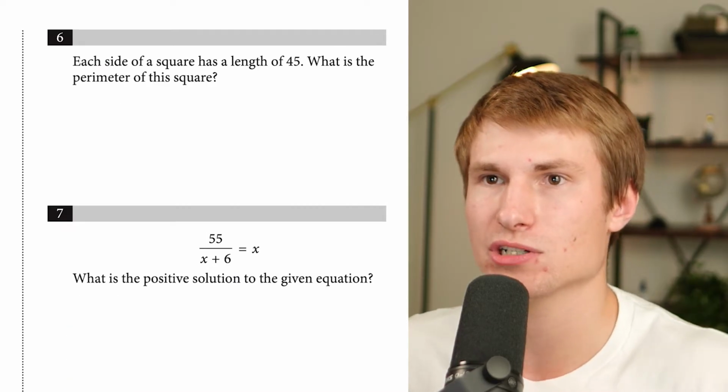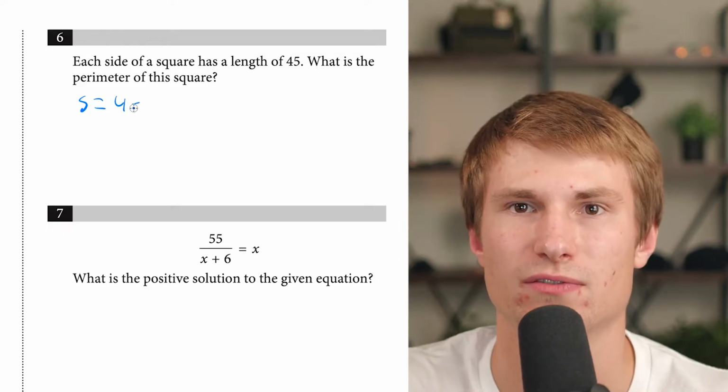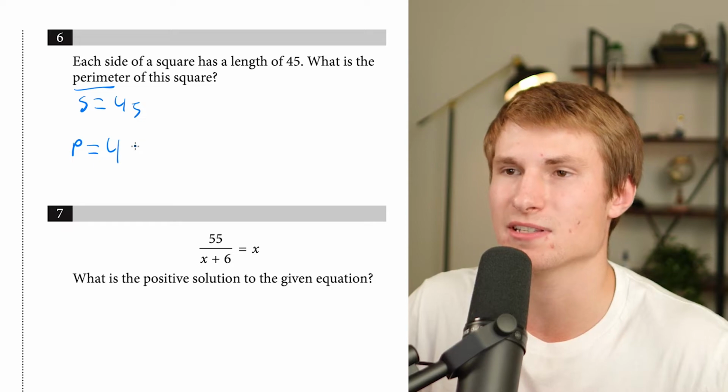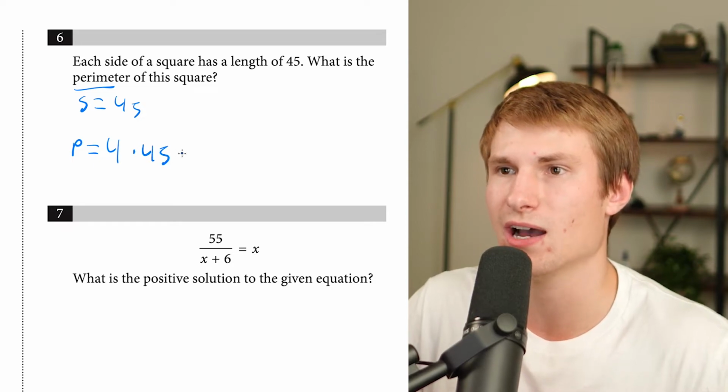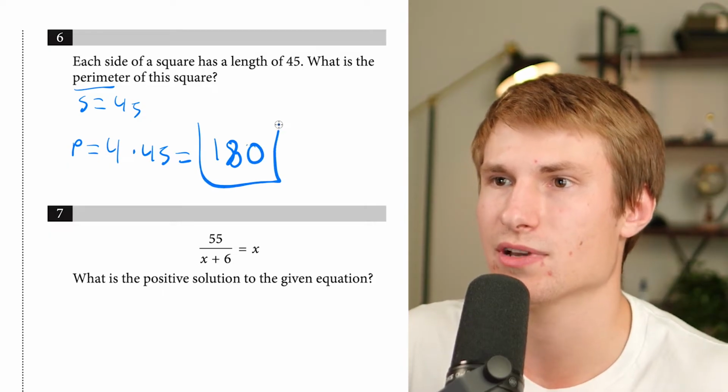Here we have question 6. Each side of a square has a length of 45. So we know side length is 45. What is the perimeter of the square? Well, we know our perimeter for a square is 4 times the side length. We know that our side lengths are 45. Therefore, our perimeter must be 180. So our answer there will be 180.